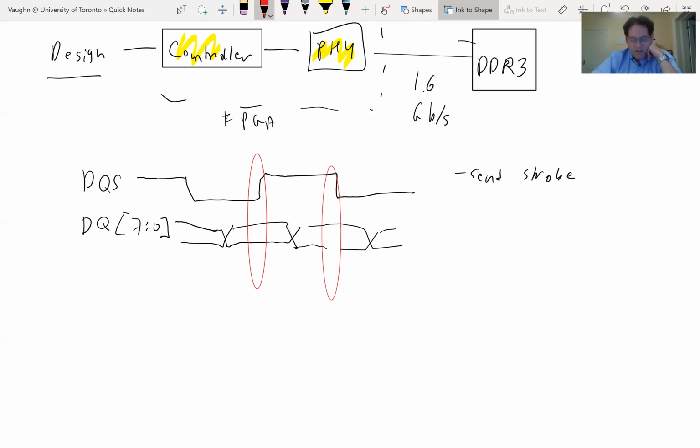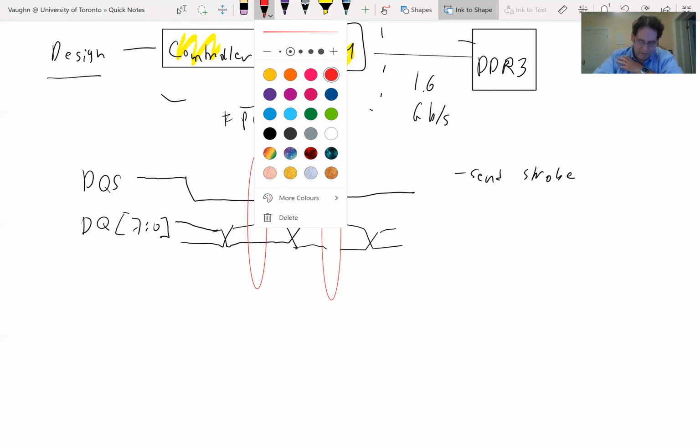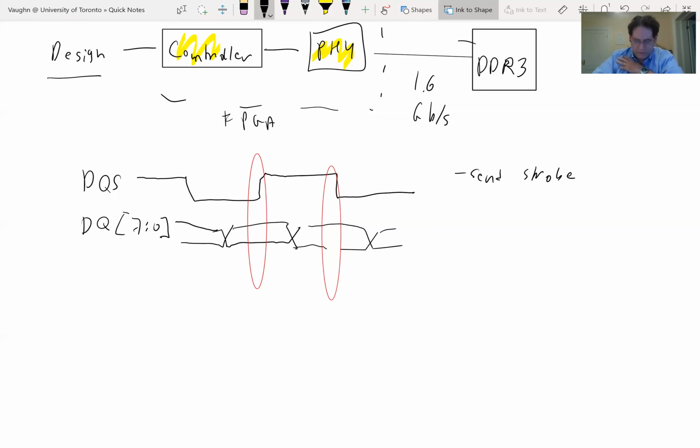So it's important that that transition is when the data is stable. So we need the strobes to transition away from the edges of the data. And memory interfaces are designed to keep memory chips really cheap. You make a lot of memory chips. So all the complexity you try to push back into the controller and the PHY. And this memory chip just tries to do relatively simple things.